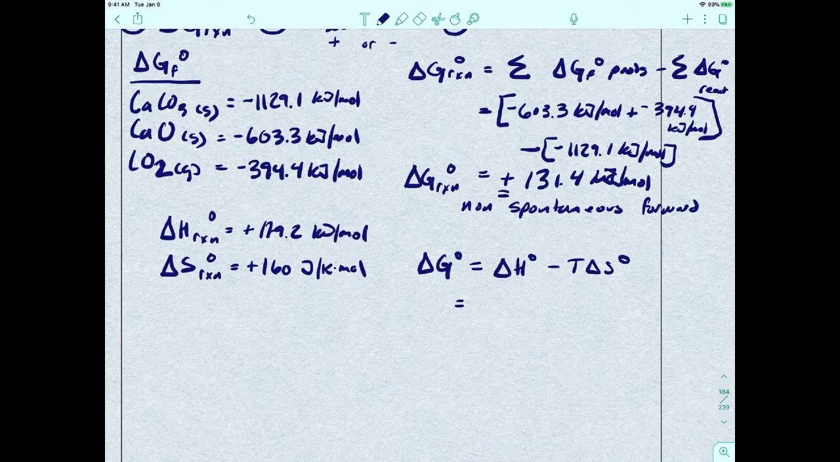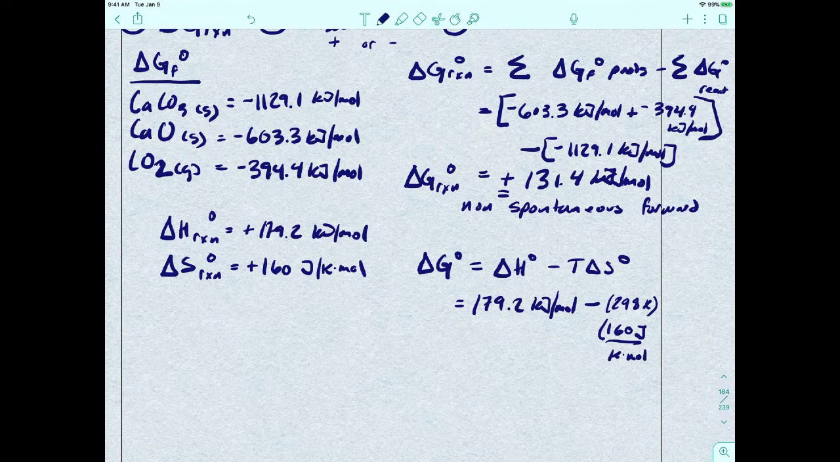So the enthalpy for the reaction was a positive 179.2 kilojoules per mole. Okay. And then we're going to subtract from that the temperature. Remember, the temperature is going to be 298 K, and we have to use Kelvin, okay, because the entropy is also going to be in Kelvin. So that's going to be joules per K mole. So that's going to give you 160. Oops, I'm writing 106. Let me erase that. 160 joules per K mole.